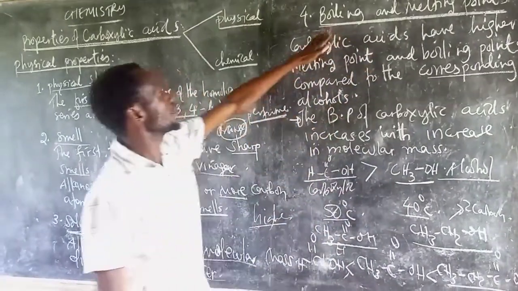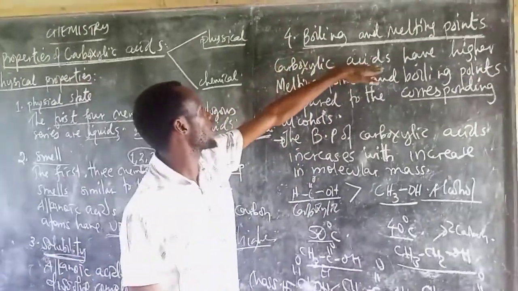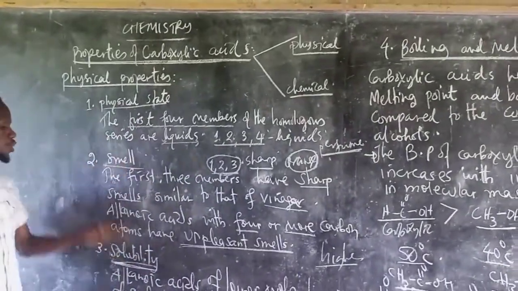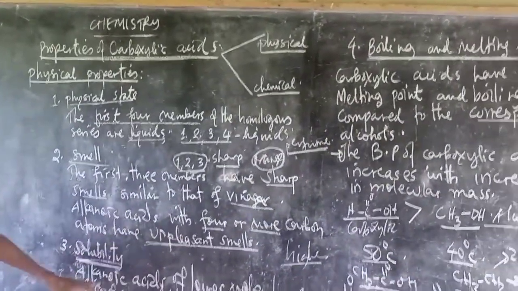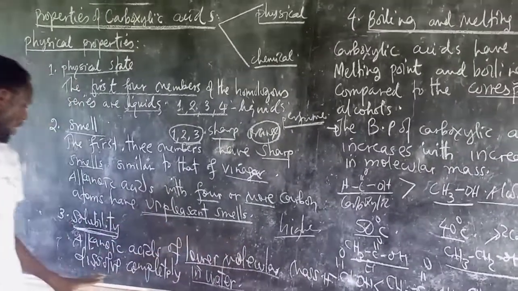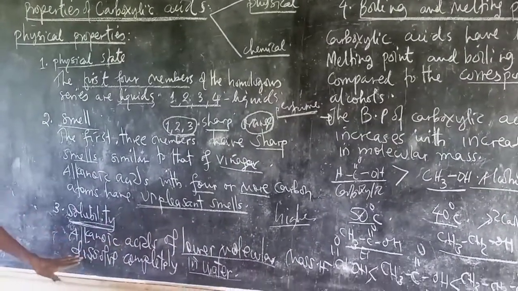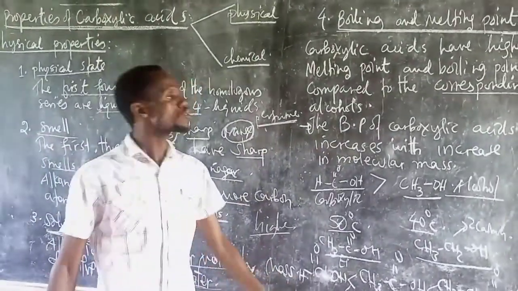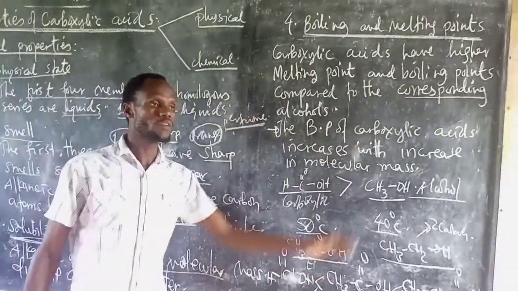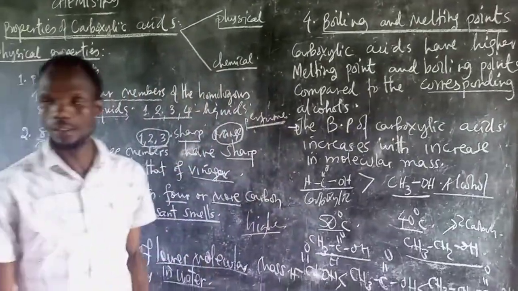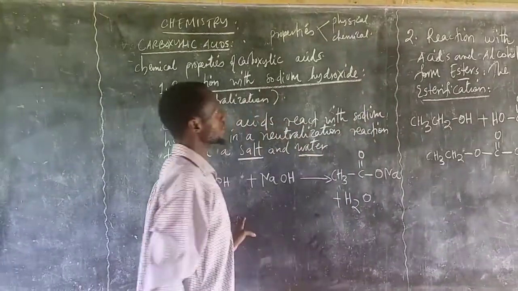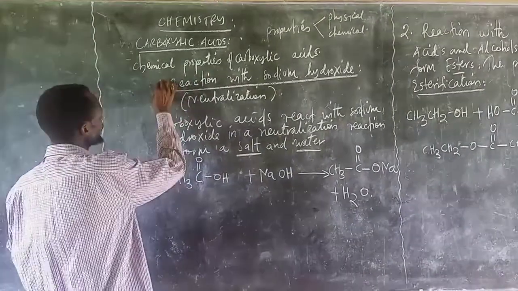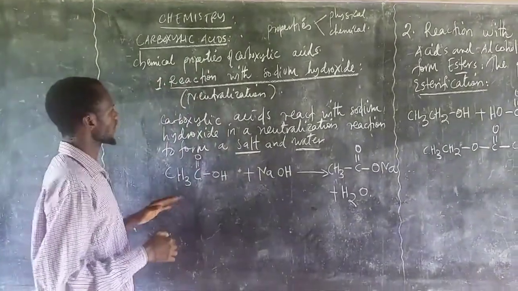So you may be asked to compare the melting point and boiling point, or to give out the physical states, or smell, or solubility. As I said, alkanoic acids of lower molecular mass dissolve completely in water, but the rest dissolve partially in water. So that is all about the physical properties of carboxylic acid. Chemical properties and physical properties. Chemical properties, we are having only two things here to discuss.